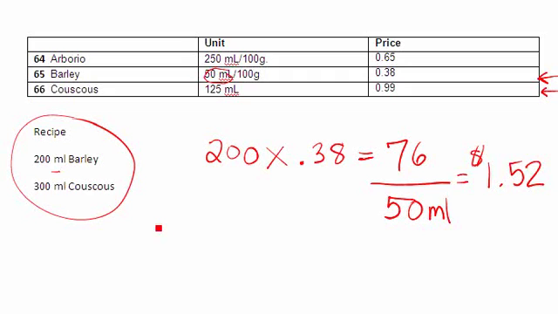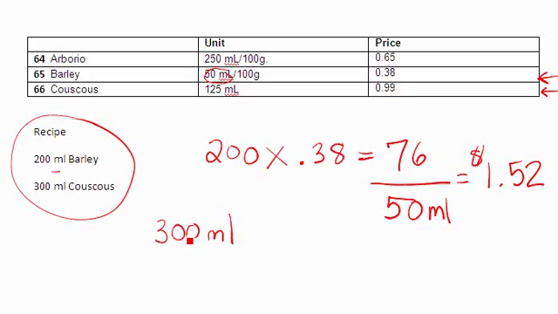So let's just do one more for an example here. My recipe now calls for 300 mils of couscous. So I always start with the amount I need in my recipe. I find in my costing booklet where that item is, and in this case you'll find it again on page 2. It tells me that 125 mils of couscous cost me 99 cents.